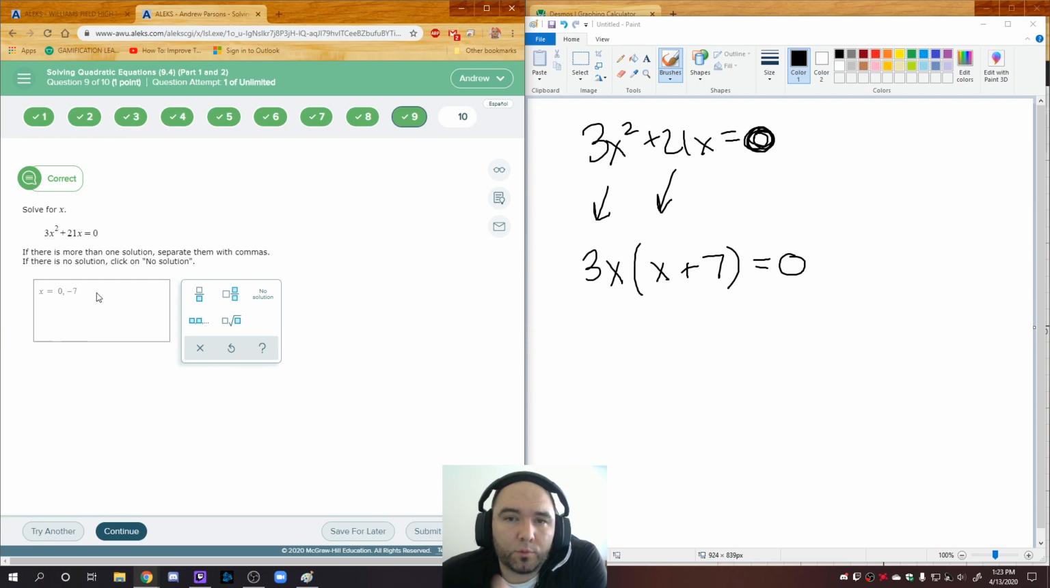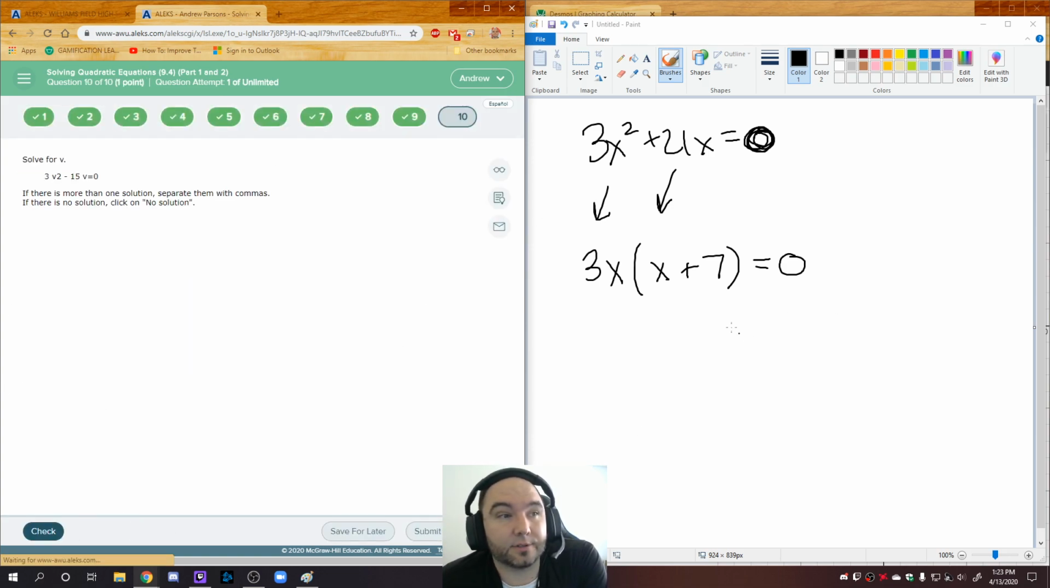And again, what are we even finding? Why am I getting 0 and negative 7? Because if I plugged in 0 to the original equation, 3 times 0 squared plus 21 times 0, I would get 0. If I did negative 7, 3 times negative 7 squared plus 21 times negative 7, that would in fact make 0. Yes, I know. Negative 7 squared is 49. 49 times 3 is 147. 21 times negative 7 is negative 147. And positive 147 and negative 147 make 0. So if you plug in the numbers that you get as the answers, that's because they make it true.